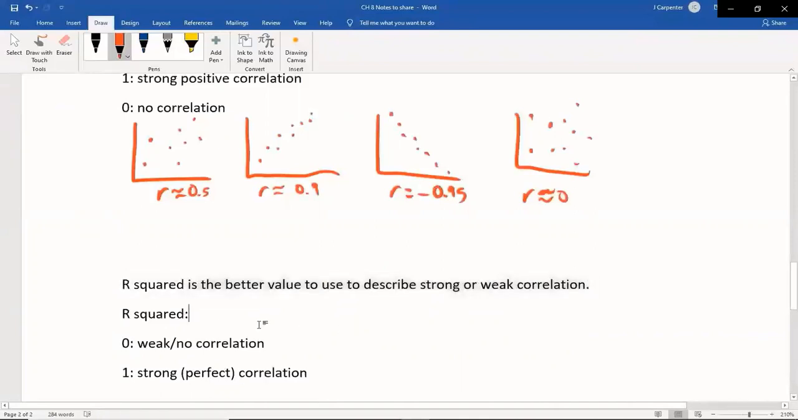So R squared is the better value to use to describe weak or strong correlation. So what's the R squared? Again, it's between 0 and 1. So 0 still means there's weak or no correlation, or if it's like 0.1 or 0.2. The closer you are to 1, the more perfect the correlation is, or the stronger the correlation is. If it's 1, it's absolutely perfect. If it's 0.99, it's amazing but not quite perfect. If it's 0.97, that's amazing but still not perfect. If it's 0.8, I mean, it's okay. It's not perfect, but it's still good. Your ballpark. If it's 0.6, I wouldn't use that as a model. If it's 0.3, throw it in the garbage because it's absolute trash.